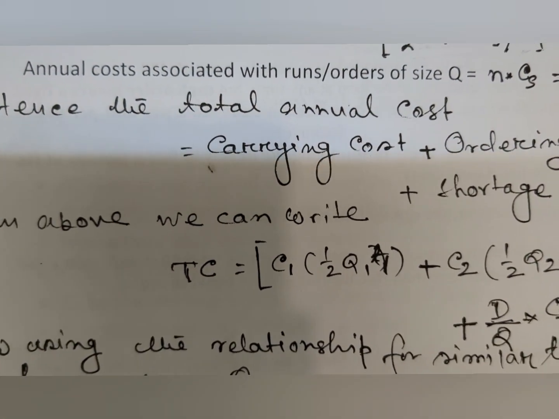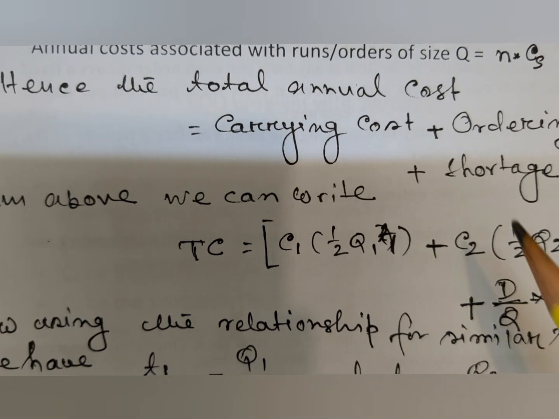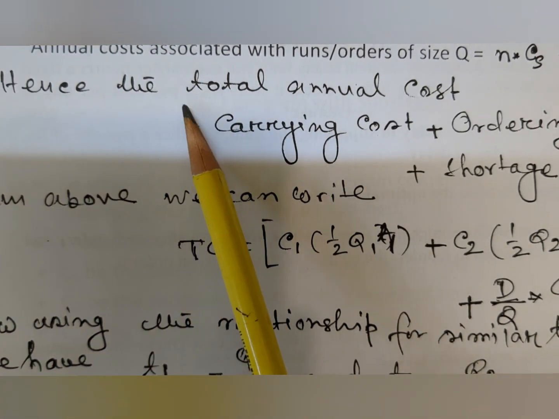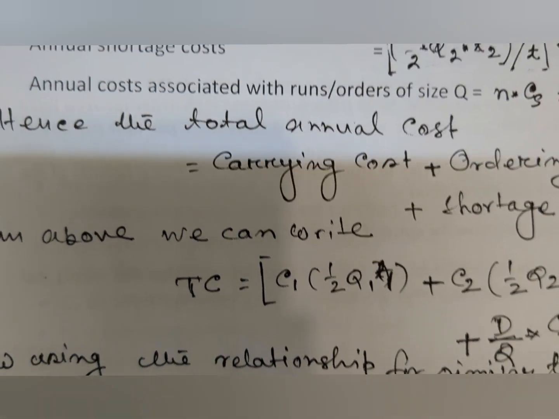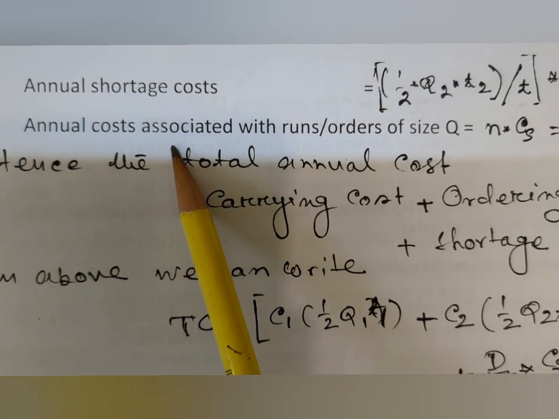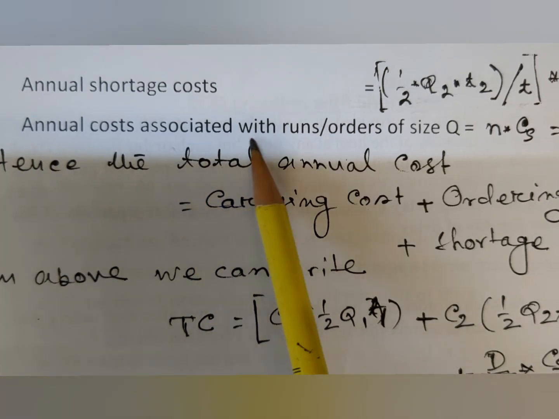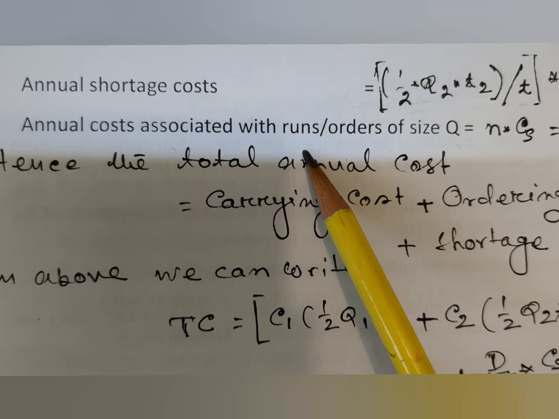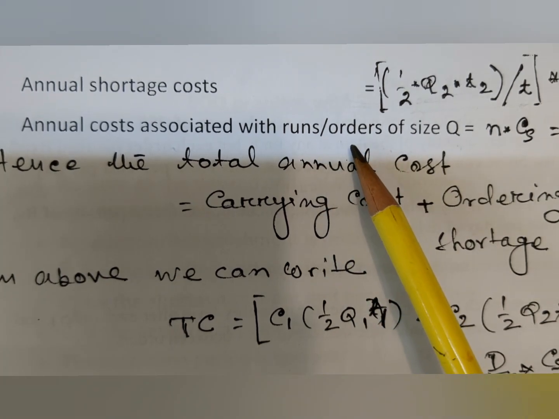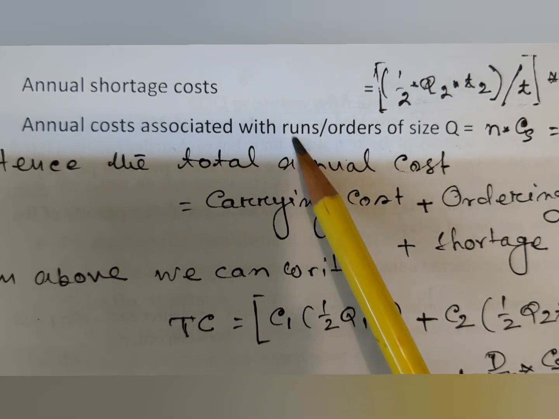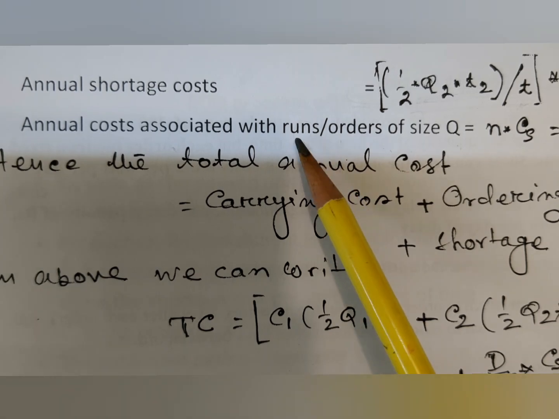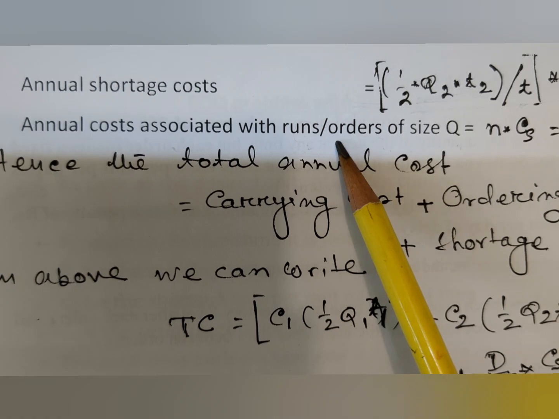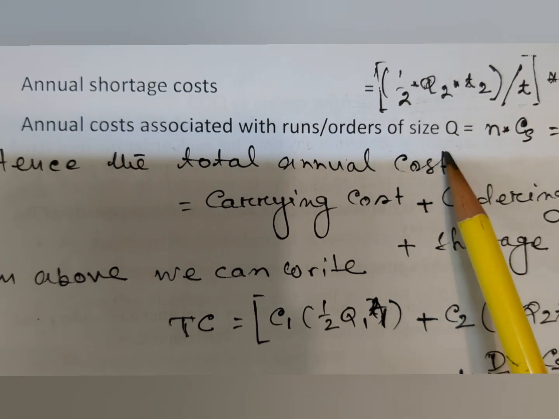Okay. Now, annual cost associated with runs or orders of the size Q. Runs equivalent to orders in this case, as it is an ordering quantity model. And this will be relevant for production case runs. But in this case, we are using both the terms as similar. So what will be the ordering cost?